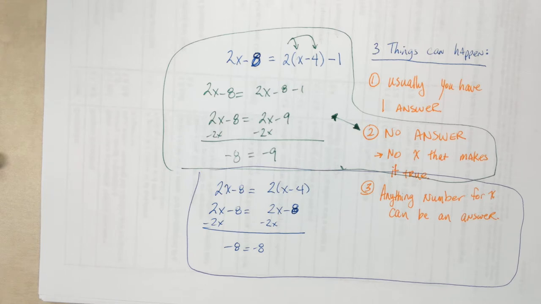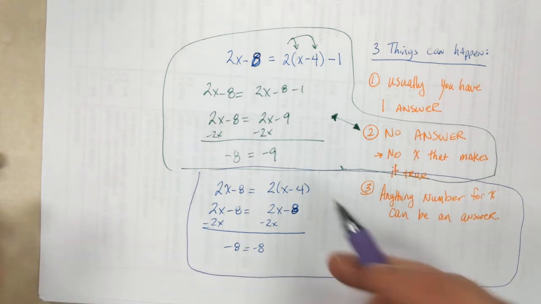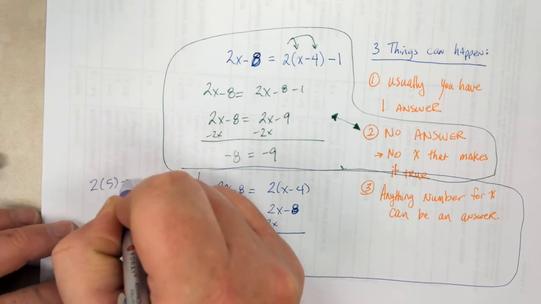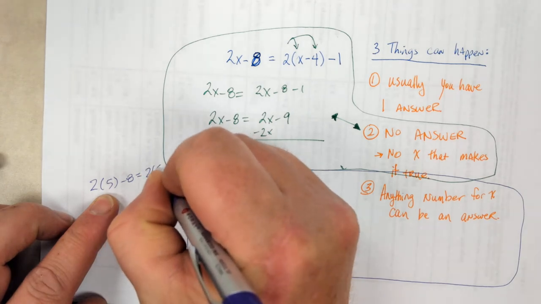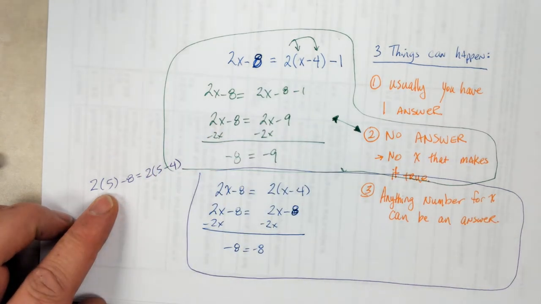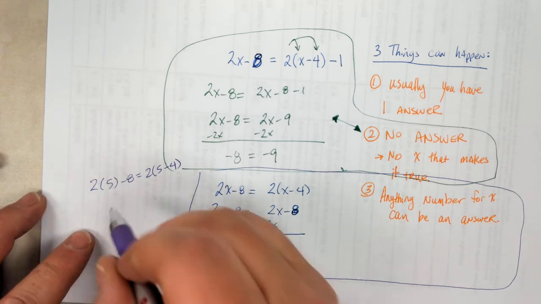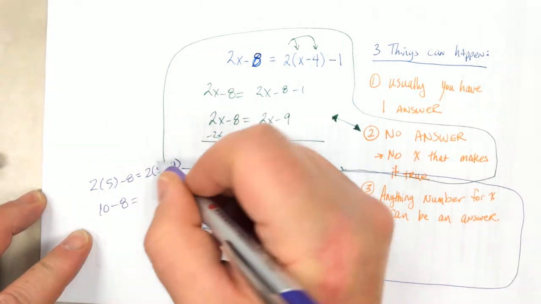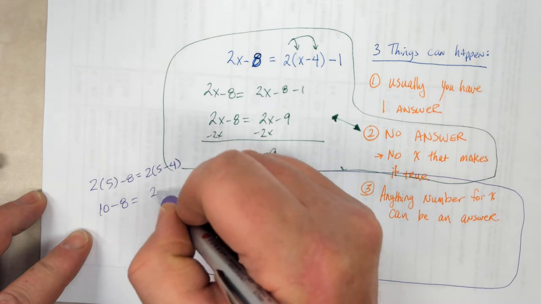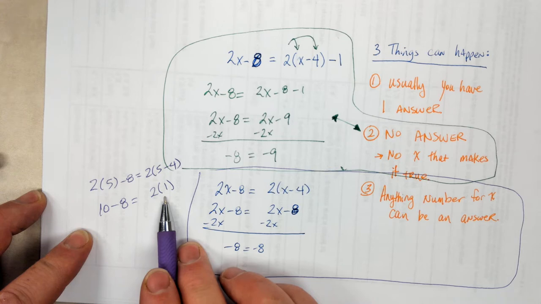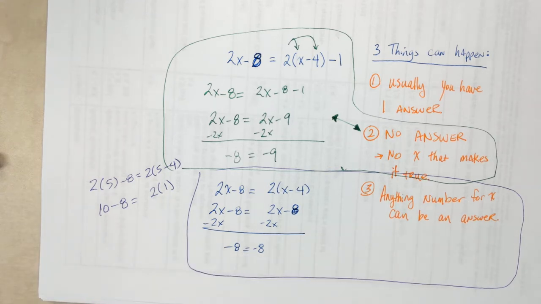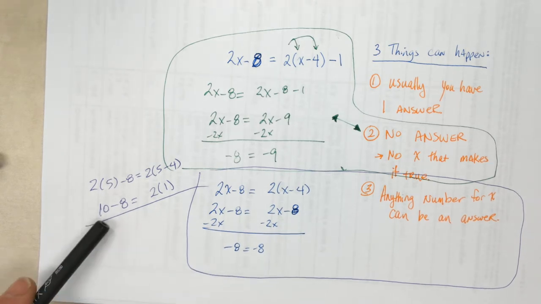Five. Okay. So watch. Five is going to work. 2 times 5 minus 8. Put the 5 there. Equals 2 times 5 minus 4. Put the 5 there. Okay. 10 minus 8 equals, let's see, 2 times 1. Because 5 minus 4 is 1. That's true, right? 2 equals 2. Done. Okay, give me another number. Any number you want. 10 minus 8 is going to equal 2. Right, that's 2, and that's 2.